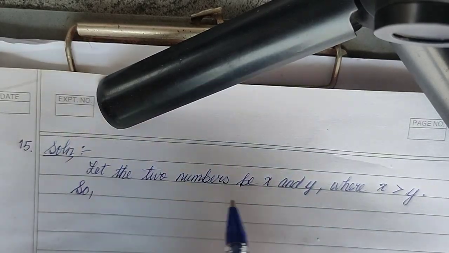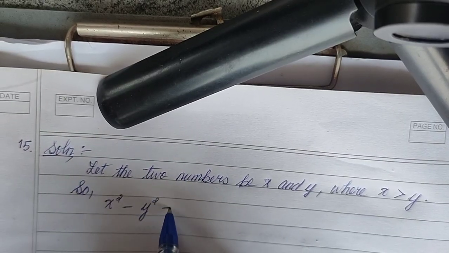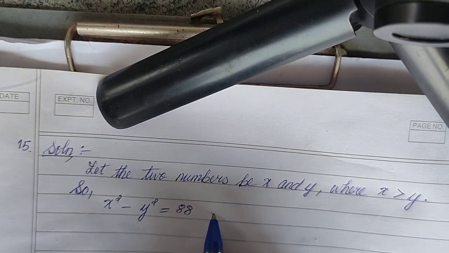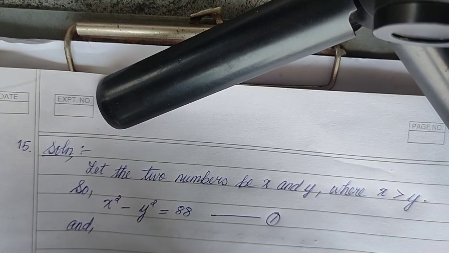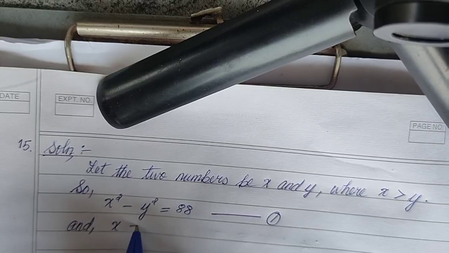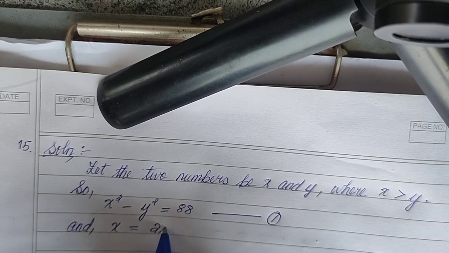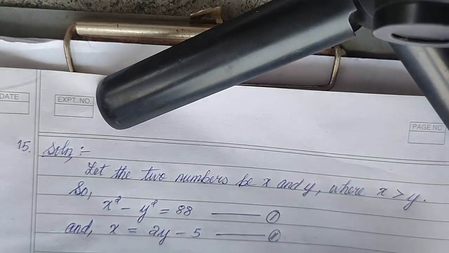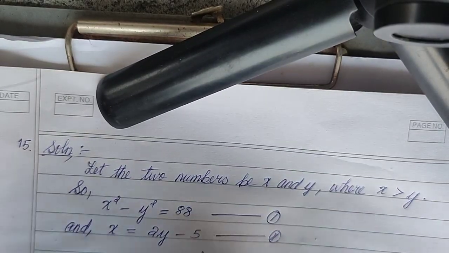The difference of the squares of the two numbers is 88, so x squared minus y squared is 88. This is equation 1. The larger number is 5 less than twice the smaller number, so x is equal to 2y minus 5. This is equation 2.